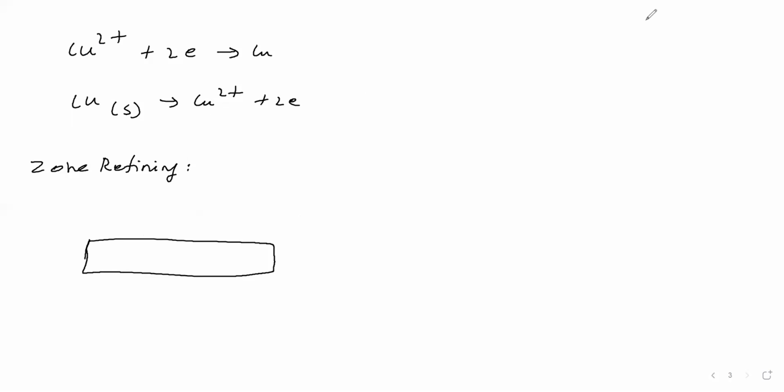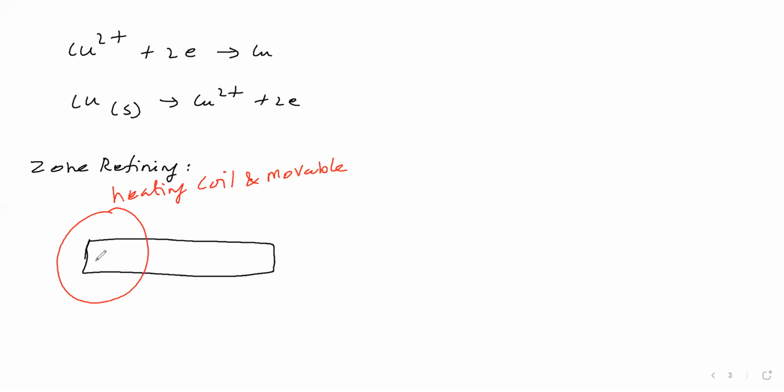Then you keep a coil here. This coil is a heating coil, and it is movable. Keep this coil at this end. Let this end melt. This end is melting, therefore this end becomes molten.